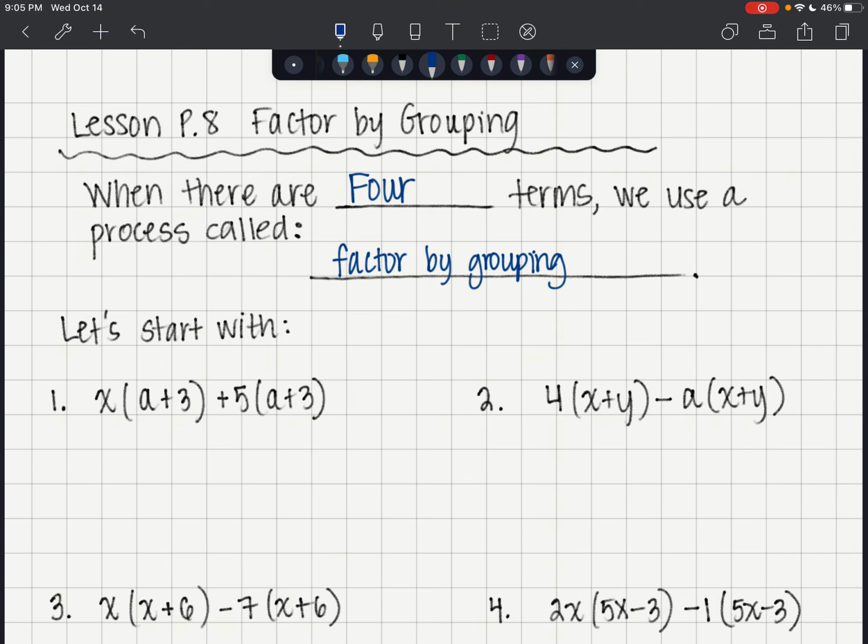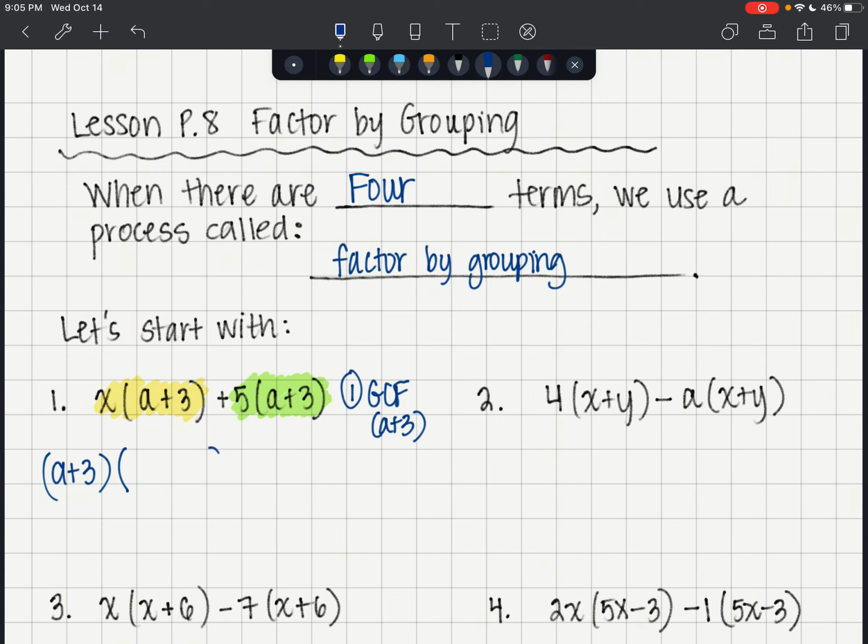Let's start with number one. Now number one is not four terms. Number one only has two terms, but we're going to look at a skill that we have. We have two terms, and we look for the greatest common factor. So our greatest common factor of these two terms is a plus 3. So I'm going to factor out that a plus 3 just like I would with any other common factor to the terms in the expression.